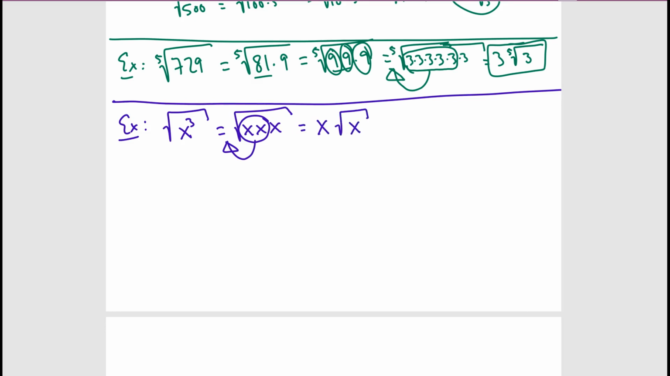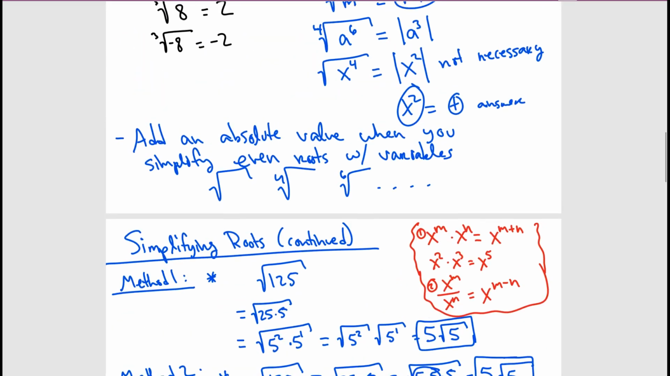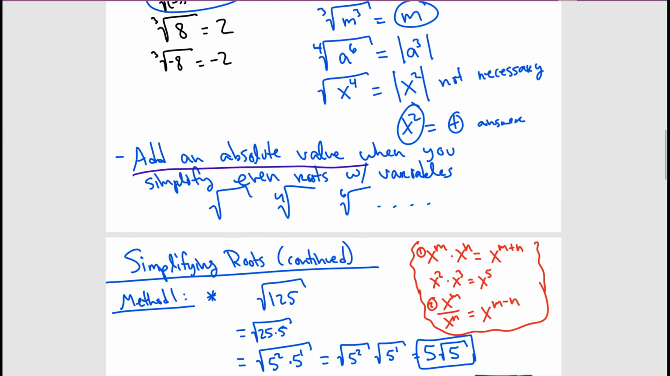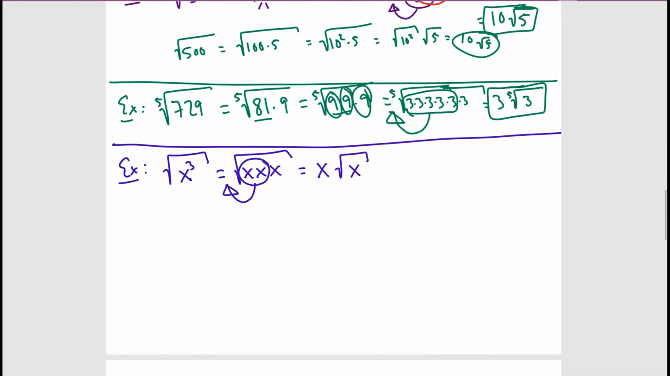x. Okay, now do I have to add absolute value? Yes, I do, because I took out something from an even root. So if you go back to my notes, add an absolute value when you simplify even roots with variables. And a square root is one of them. So since I took something out of it, I'm going to have to add an absolute value right there. Okay, so that is my answer.